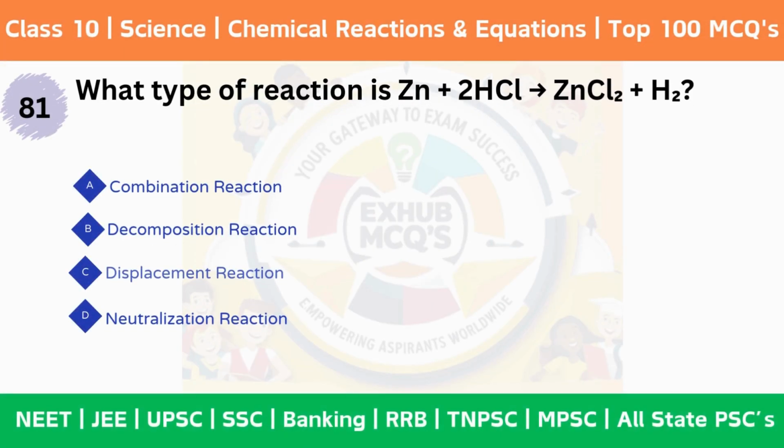MCQ 81. What type of reaction is zinc reacting with hydrochloric acid to form zinc chloride and hydrogen gas? Option A, combination reaction. Option B, decomposition reaction. Option C, displacement reaction. Option D, neutralization reaction.